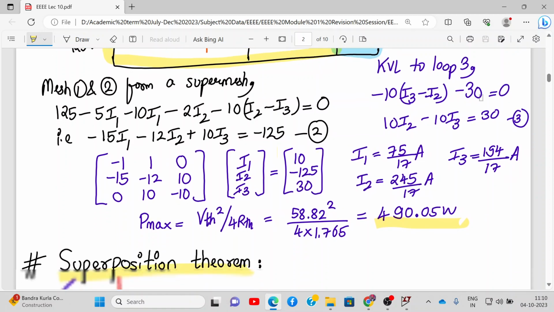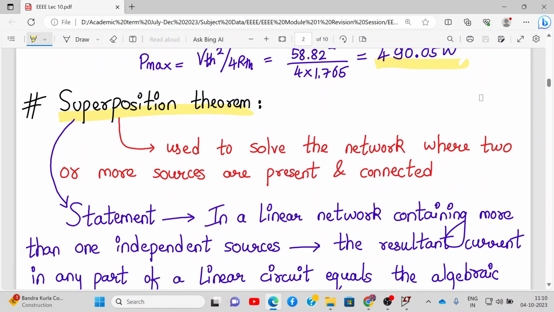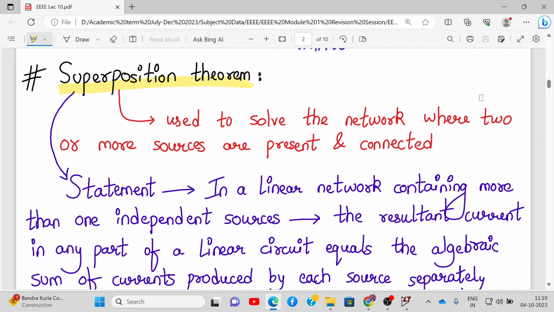Now we go to superposition theorem, the last theorem which we have to discuss. So basically it is used to solve the network where two or more sources are present or connected. So it is only valid if there are a minimum of two sources, either a current source or a voltage source. Alright. It can be a number of sources, but it should be two or more sources.